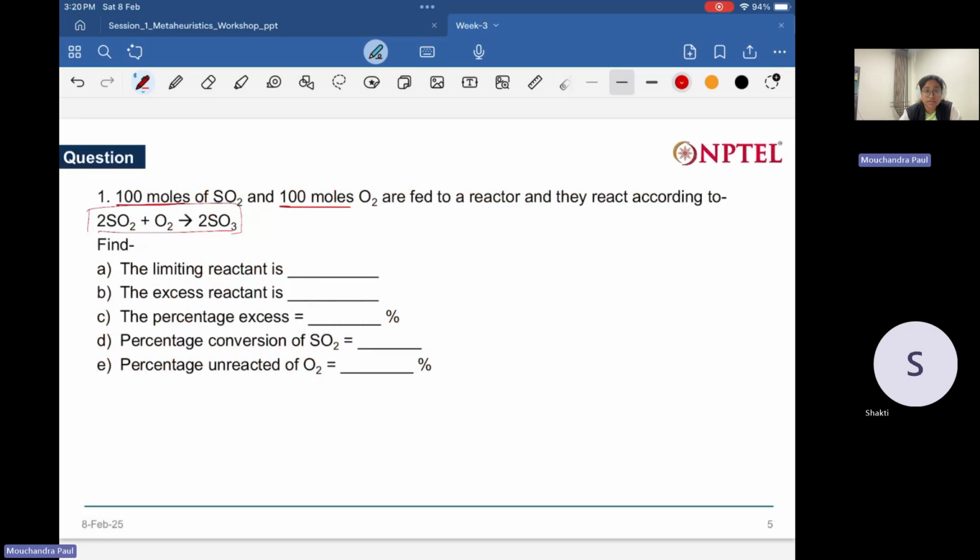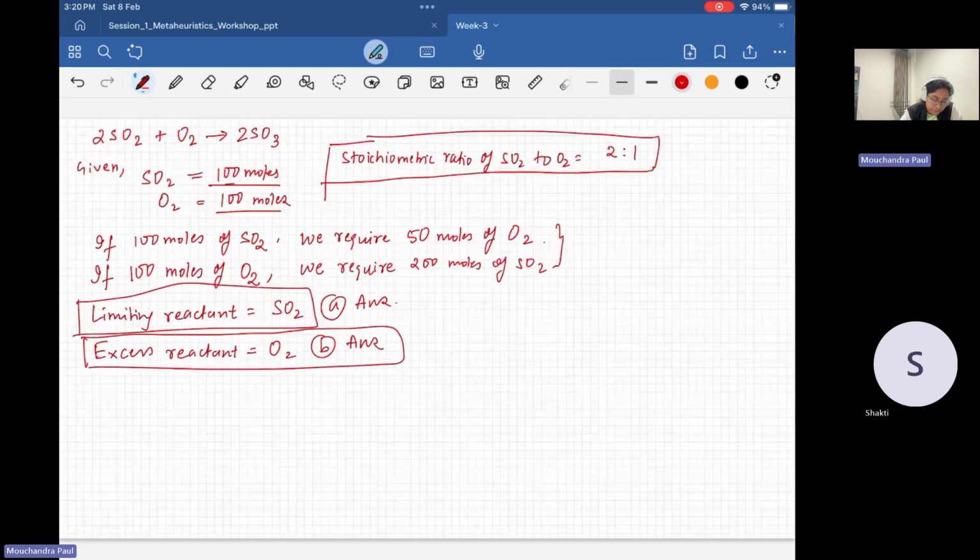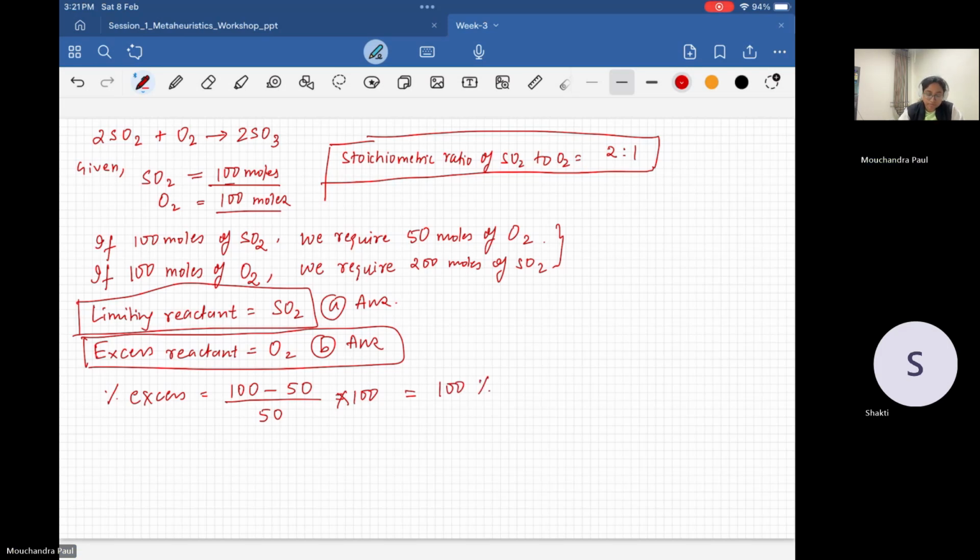Now, what is the percentage excess then? So, finding the percentage excess. We are given 100 moles of O2, but we only required 50, divided by the stoichiometrically required number of moles, 50. So it will be how much? 1. Sorry, 200. It will be 1, which means 100% excess. This is part C. Done.